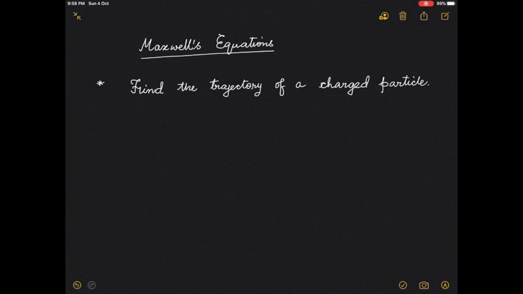Now, how do you do it? Well, we combine mechanics with the dynamics. What do I mean by that? Well, the laws of mechanics tell us that the force that is exerted on the particle is supposed to be the mass of the particle times the acceleration.